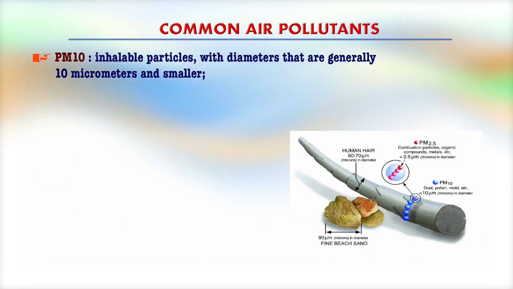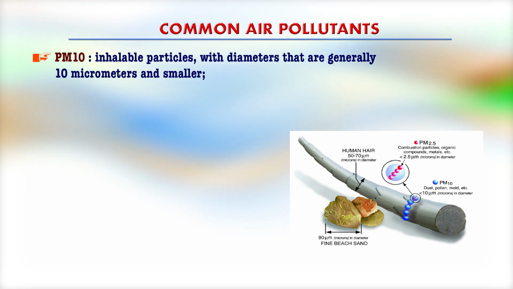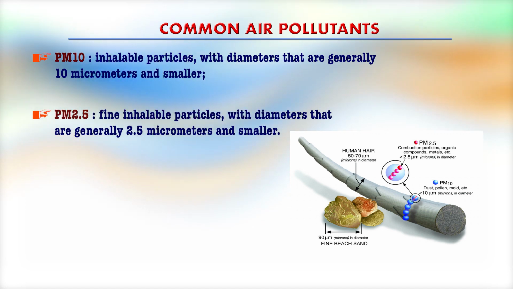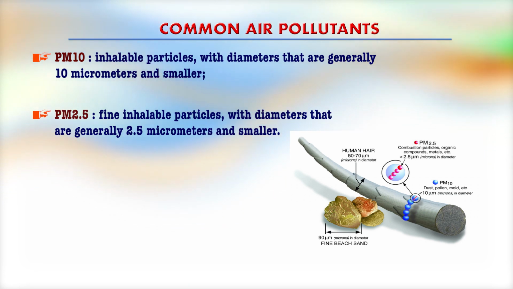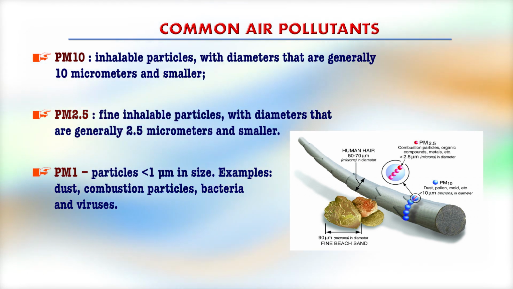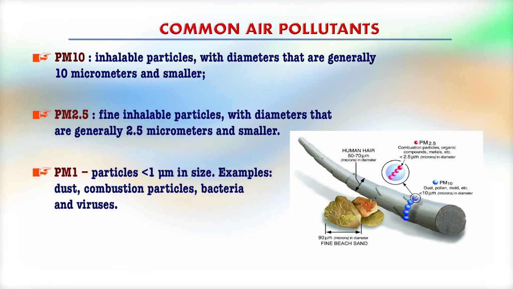If we look at particulate matter 10 (PM10), these are inhalable particles with diameters that are generally 10 micrometers and smaller. And PM2.5 are fine inhalable particles with diameters that are generally 2.5 micrometers and smaller. And PM1 is also there, that is particles less than 1 μm in size. So what are the examples of these particulate matter? They are mostly dust, combustion particles, bacteria and also viruses.